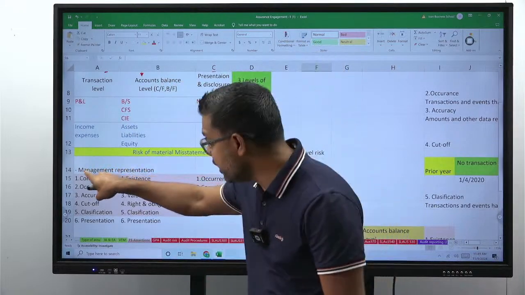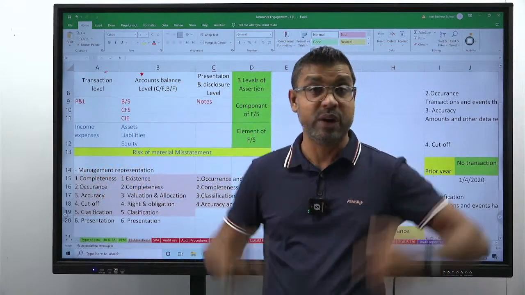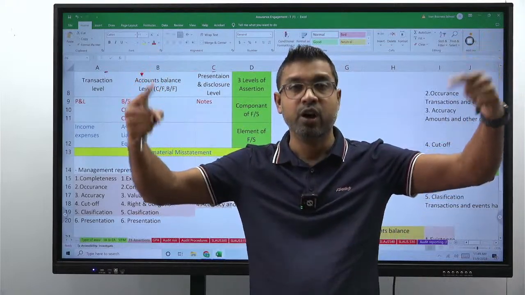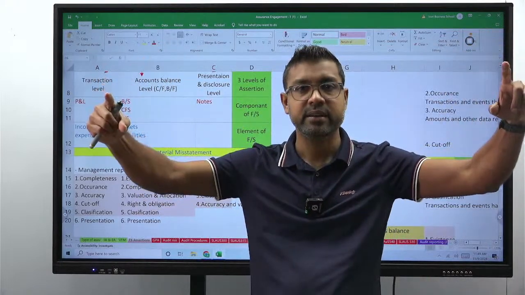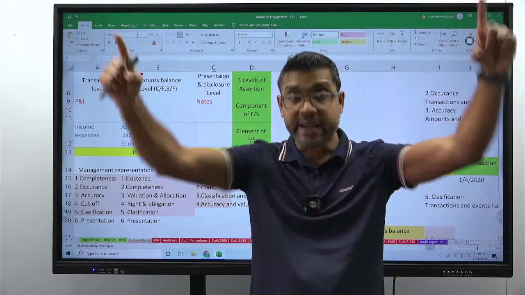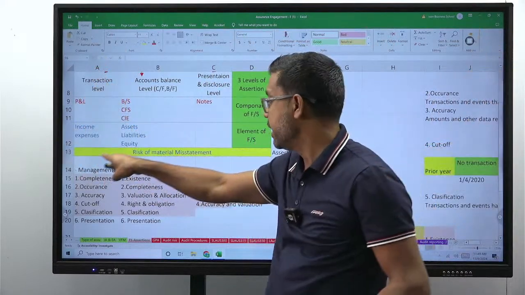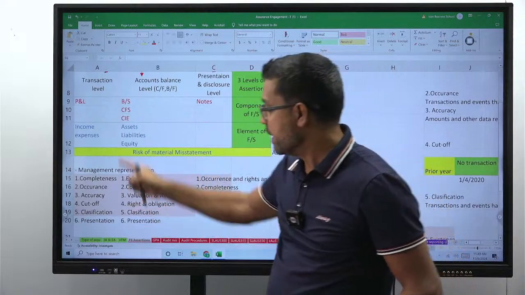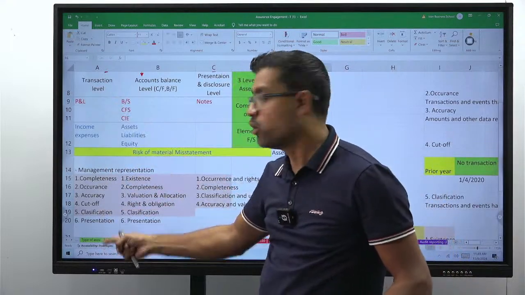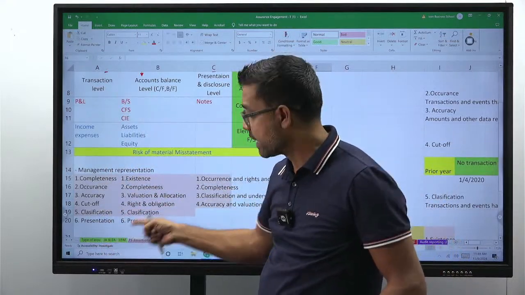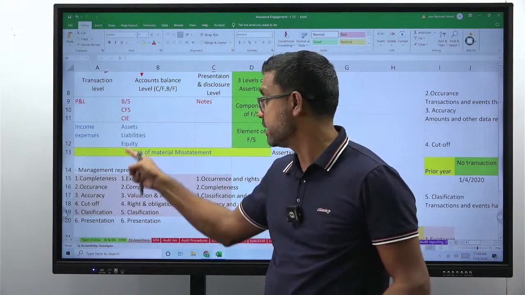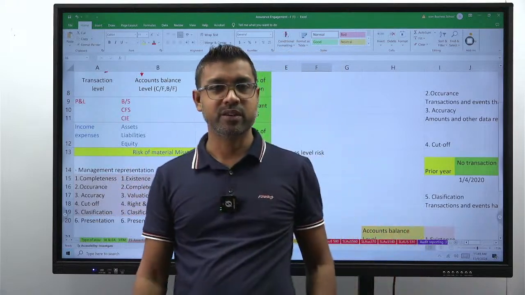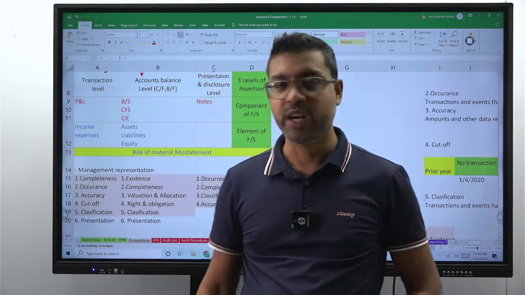If there is a deviation from management representation, what management is trying to tell, or what management has stated is the representation. If there is a deviation from that, it's called what? A risk of material misstatement. If anything goes wrong relating to management representation, we'll end up with what? Risk of material misstatement. That's how you should learn.